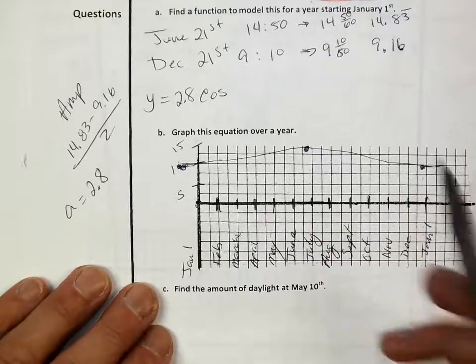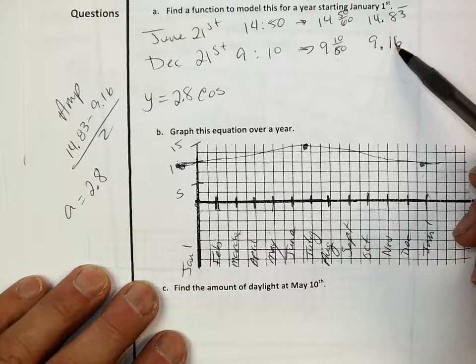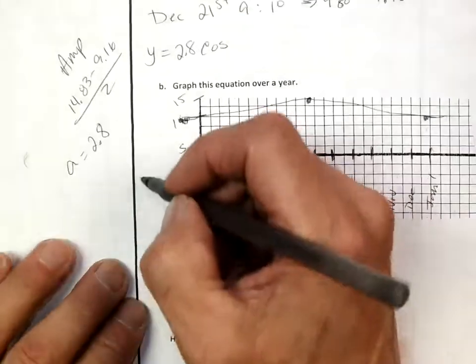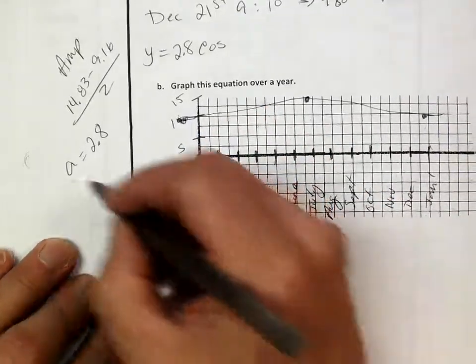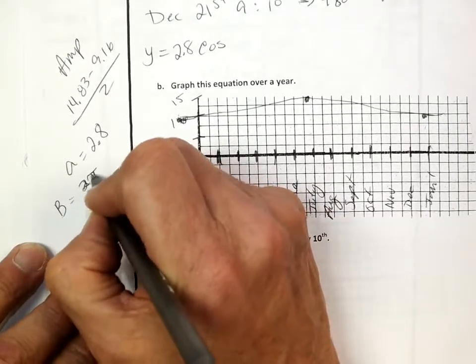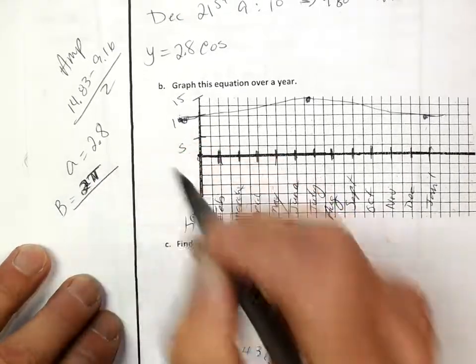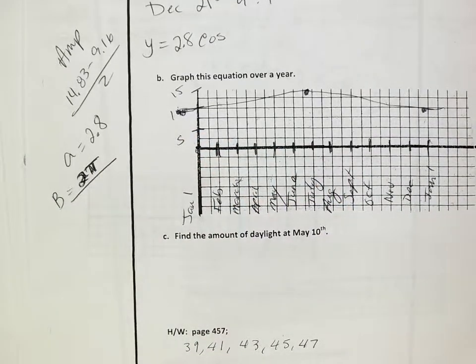So I found my amplitude. I went max minus my min divided by 2, okay? Now, B. We got to find B. So to find B, we're going to find B by 2 pi divided by the curve width. Okay, now this is the most amazing, easiest question of all, but you're going to overthink it. What is the curve width?